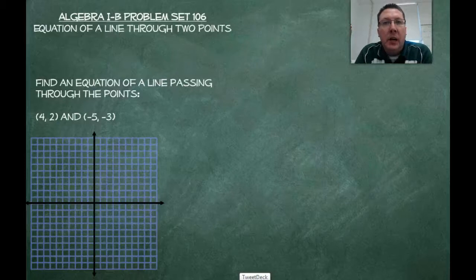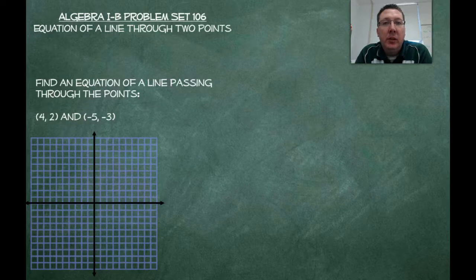Hey guys, this is Algebra I-B. Today we're going to look at problem set 106, which deals with equations of a line through 2 points. You can see an example here on the screen. It says find an equation of a line that passes through the 2 points (4, 2) and (-5, -3).